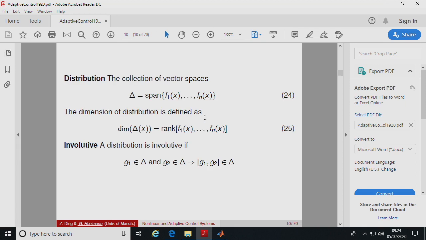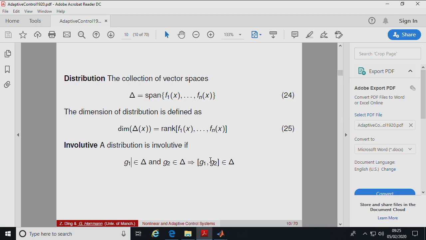Let's have a look. We have a vector space called delta, spanned by f1 to fn. We take two arbitrary elements from that vector space and create the Lie bracket. The Lie bracket is obviously a vector again, and for the vector space to be involutive, the Lie bracket needs to be part of that vector space.